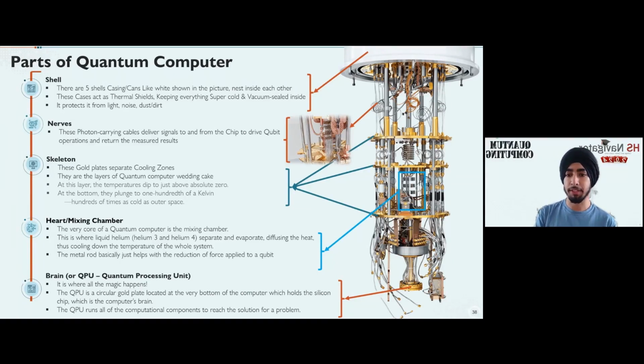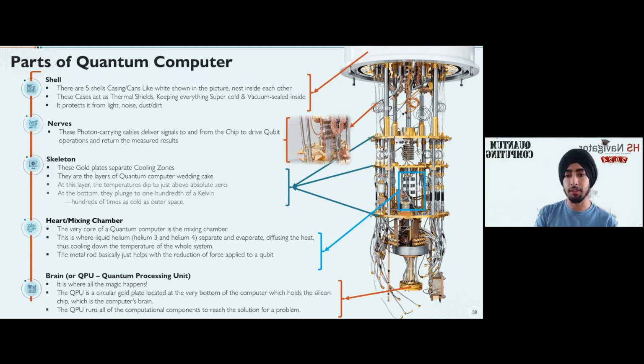These cables you see strewn throughout the computer are what's called nerves, similar to the way that nerves work in our actual body. These carry signals to and from the chip and throughout the entire computer to drive the quantum operations the computer does.